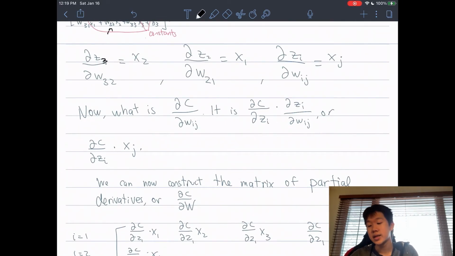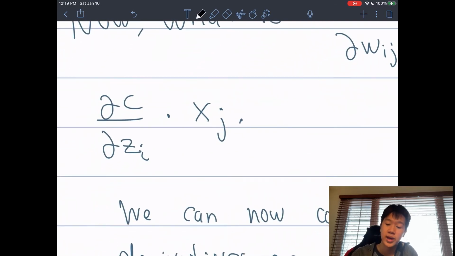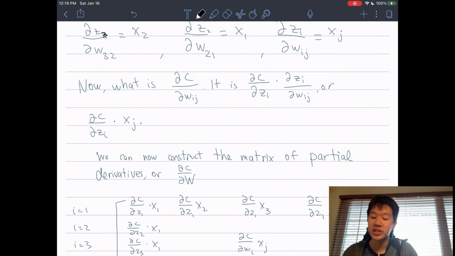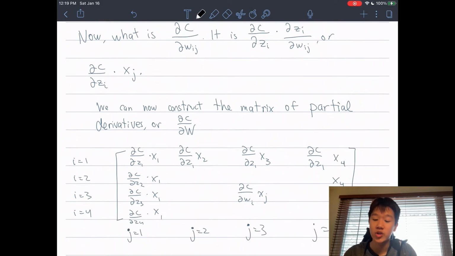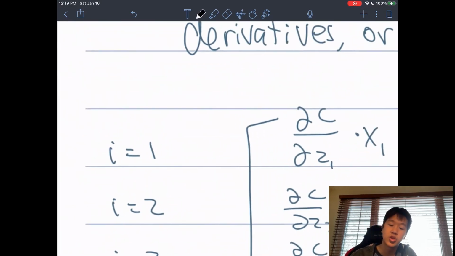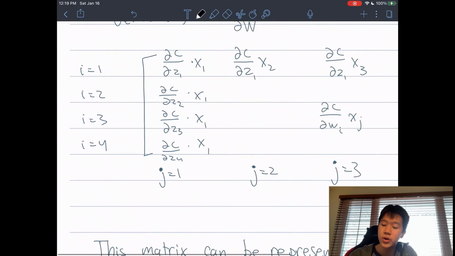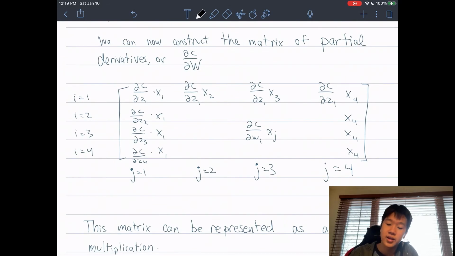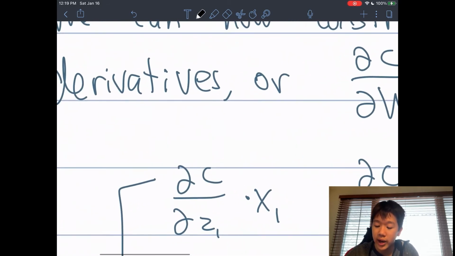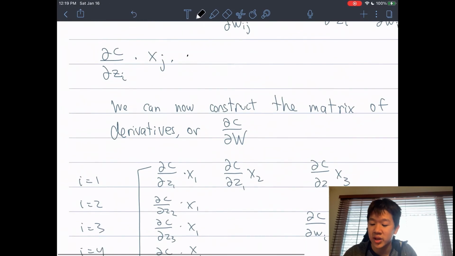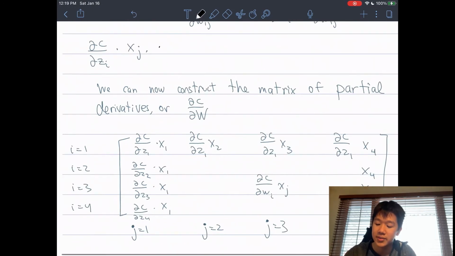So we also know that del zi over del wij is just going to be xj, and we can substitute that, and we get del c over del zi times xj. We can now construct the matrix of partial derivatives, so del c over del matrix w, and this is just going to be the partial derivatives of each weight. So this is going to be i equals 1, i equals 2, i equals 3, i equals 4. This is going to be j equal to 1, j equal to 2, j equal to 3, and j equal to 4. And then, as you can see, here we have i equal 1, j equal 1. We take the thing we found here, so del c over del z1 times x1. This becomes what we want.